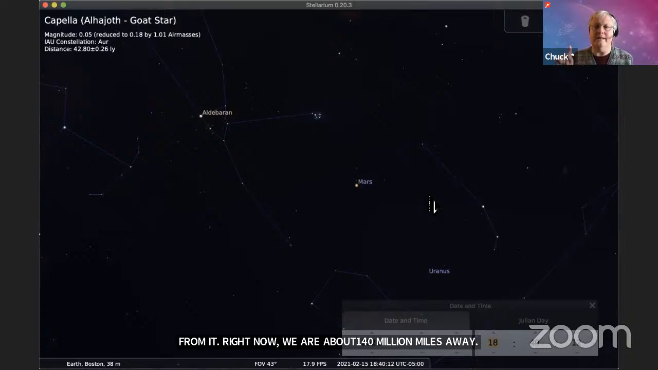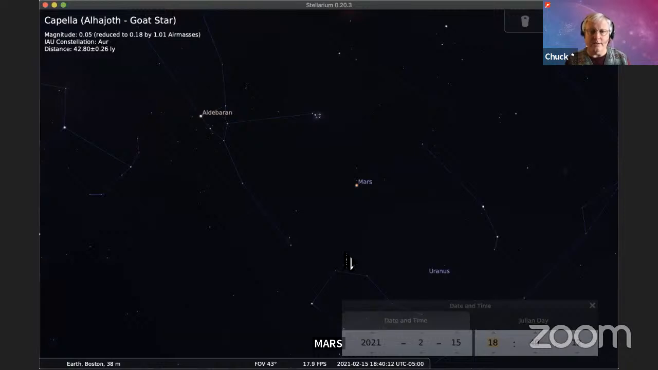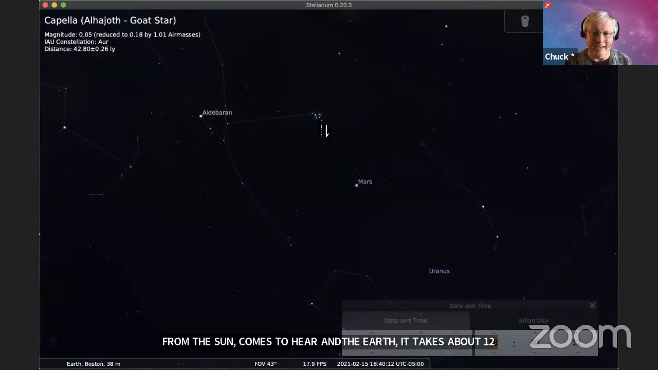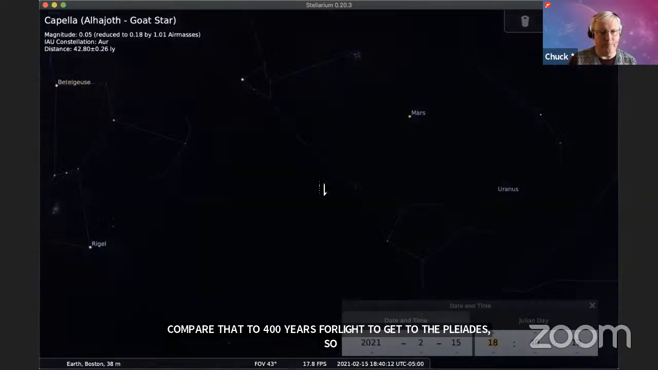In other words, the light comes from the sun, bounces off Mars, and comes to us here on the Earth. It takes about 12 minutes to cover the amount of space between Mars and us. Compare that to 400 years for light to get from the Pleiades. So Pleiades are way, way farther away. And it's a good test of your vision. If you can see all 7 stars, most people can see 6 or 7. That's a good test of your vision.